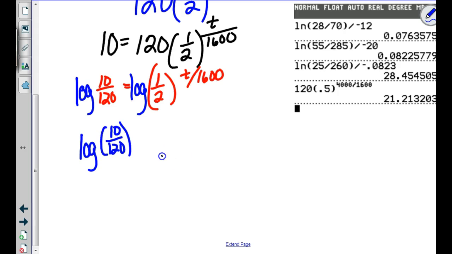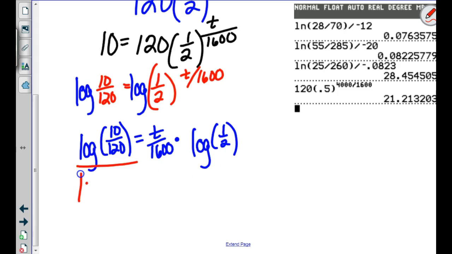What's the next step I'm going to have to do over here? Yeah, this guy's going to come out in front. And then what? Trying to get t by itself here. We need to divide and multiply. I'm going to go ahead and divide by the log of 1/2. Does that seem okay, guys? But I have to type log twice, just so we're clear.